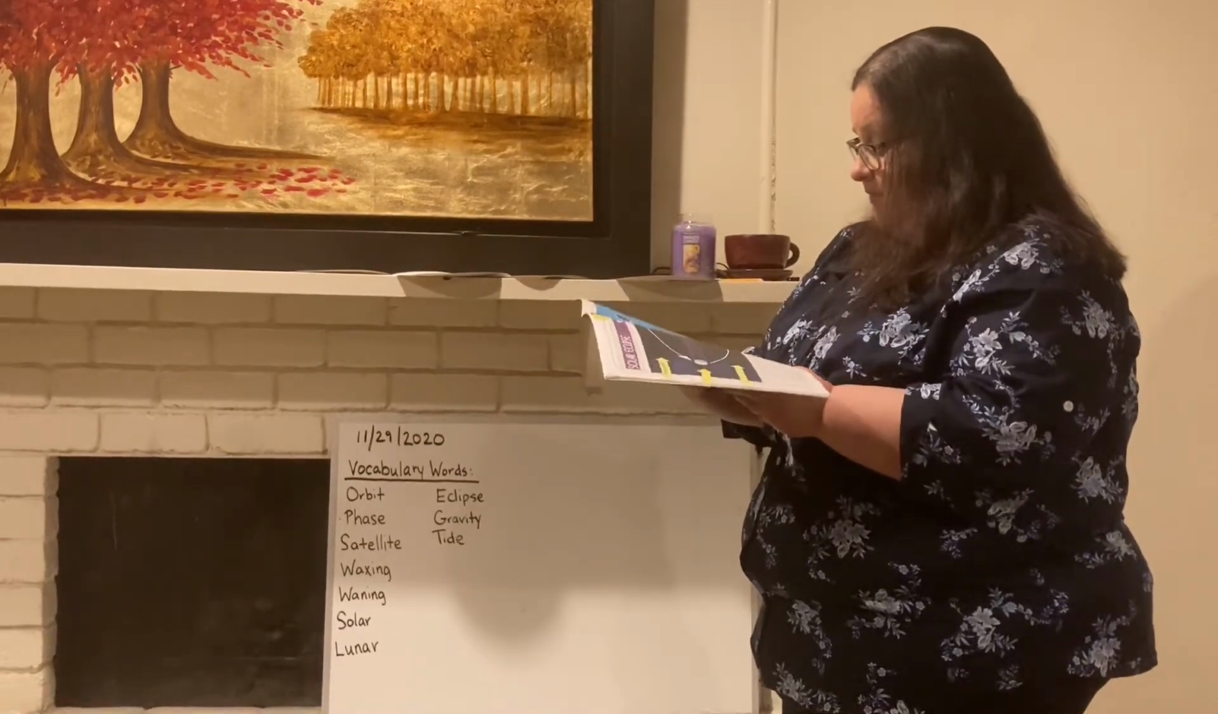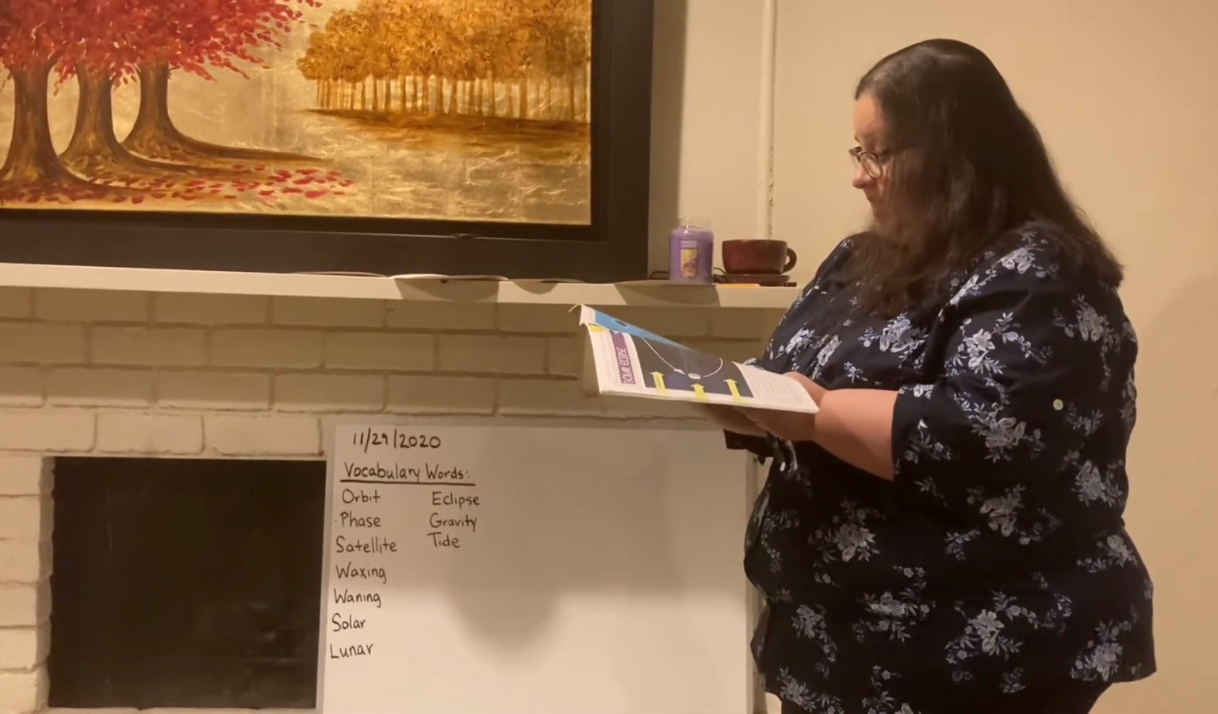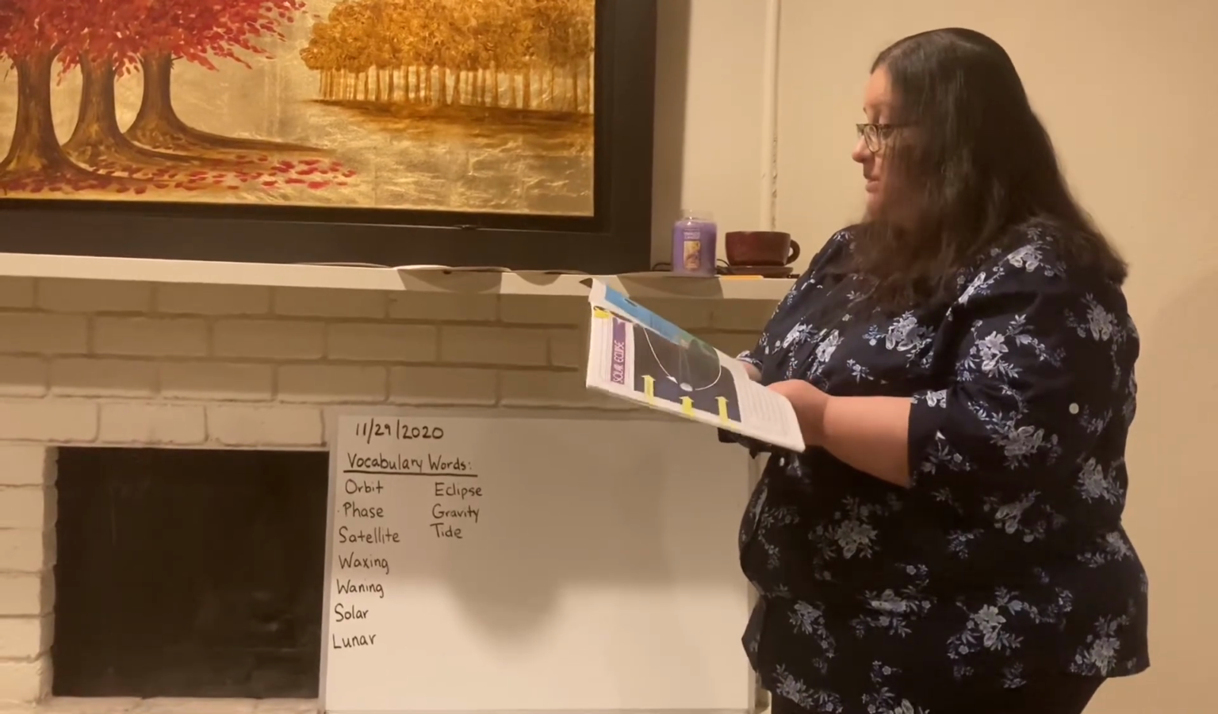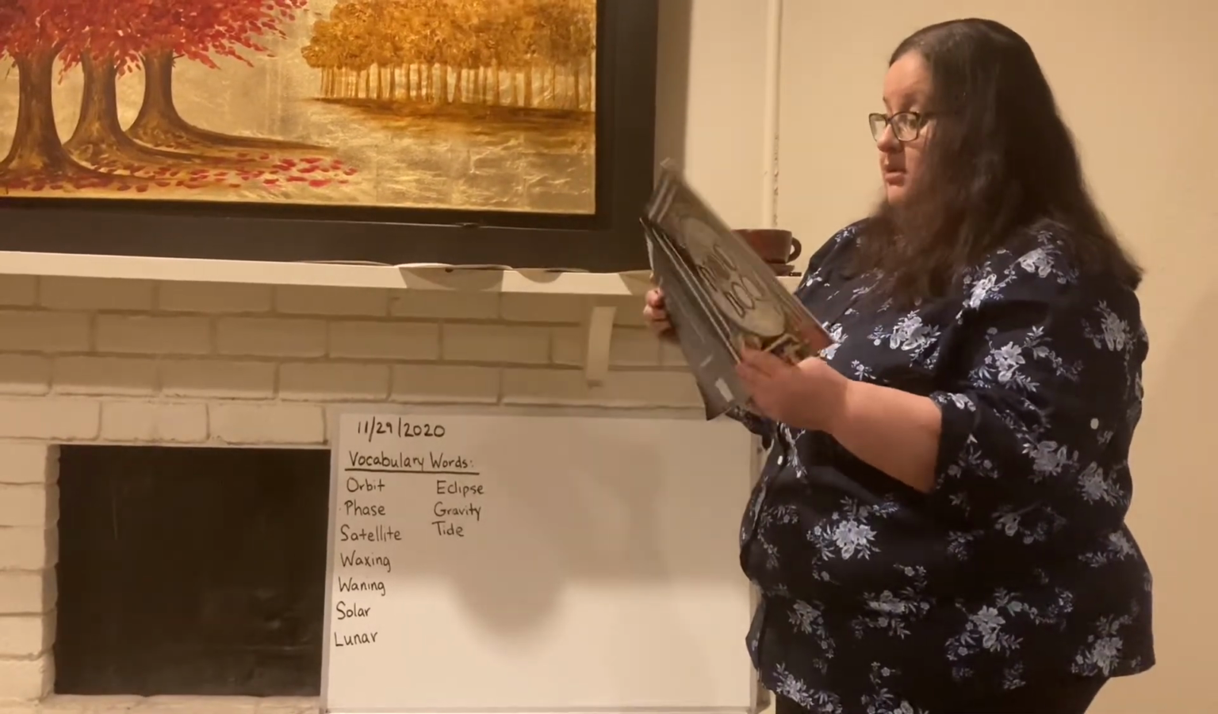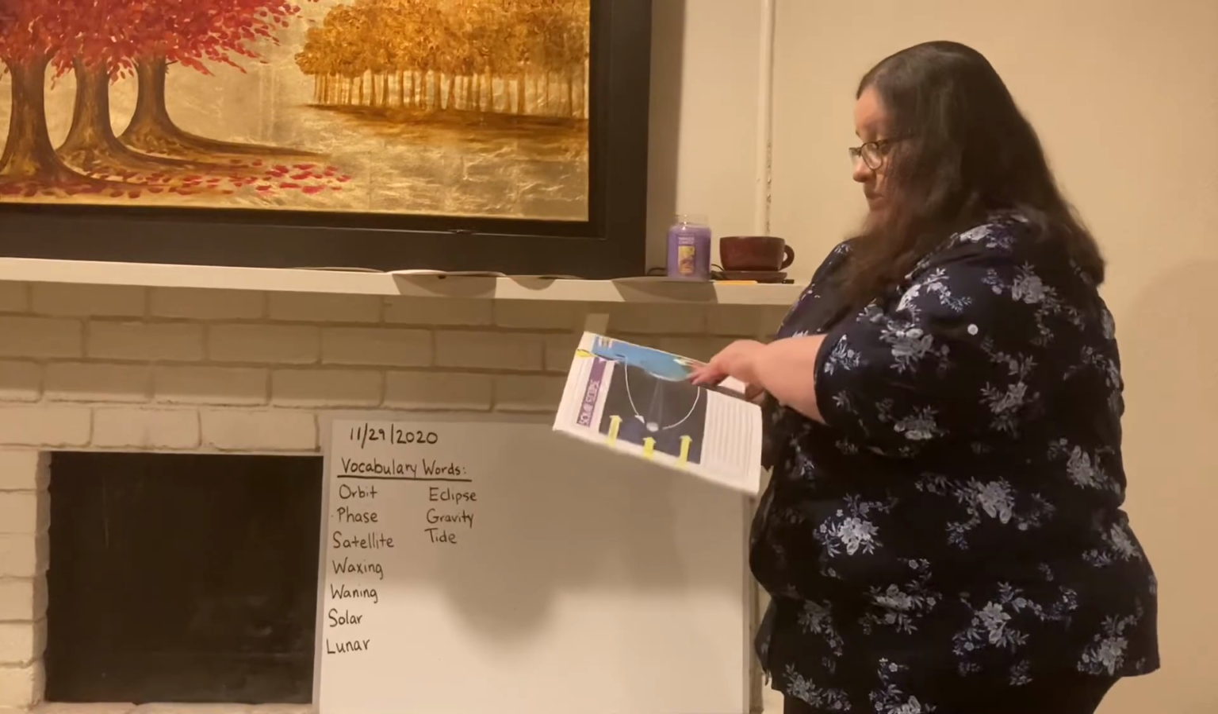The moon's shadow falls on Earth. A solar eclipse can last up to 7.5 minutes. Do not look directly at a solar eclipse.